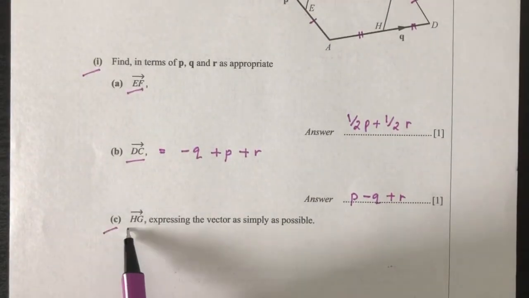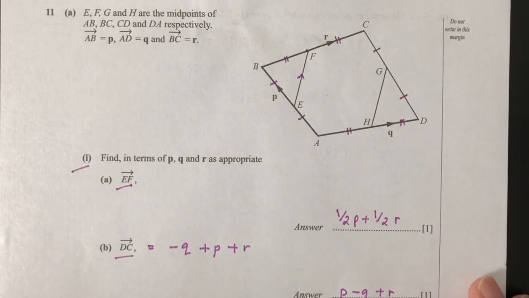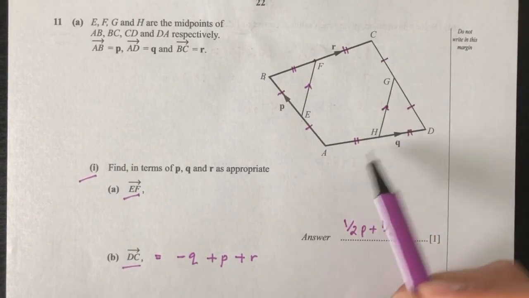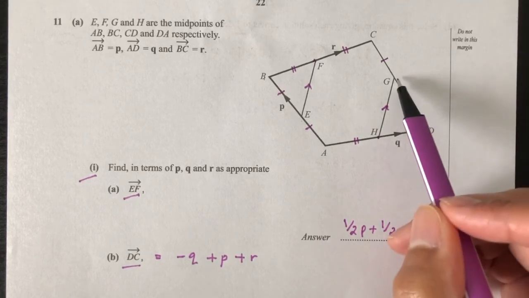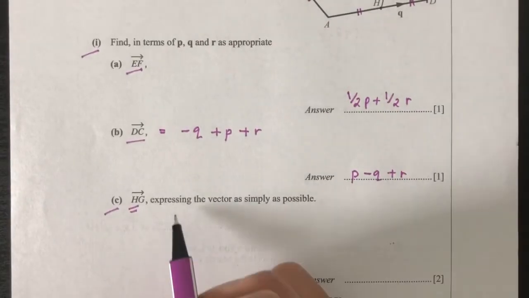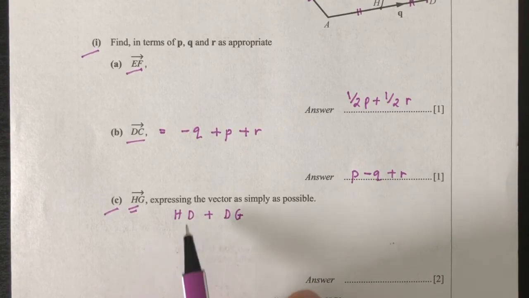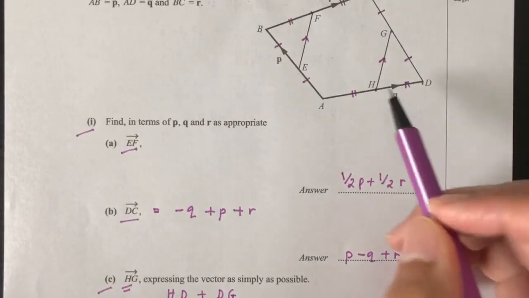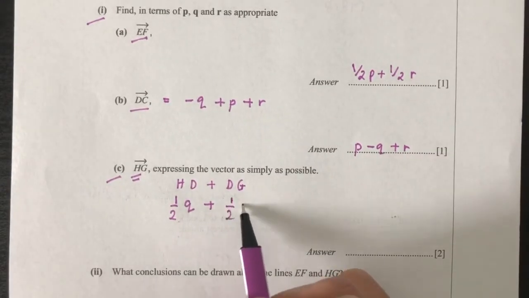Now part C, HG, expressing your vector as simply as possible. So HG is right here. How would you find HG? You will have to find HD and DG. So HD plus DG. HD is equal to Q, half Q actually, because this is the midpoint, and then DG will be the midpoint of CD. So half of this value.